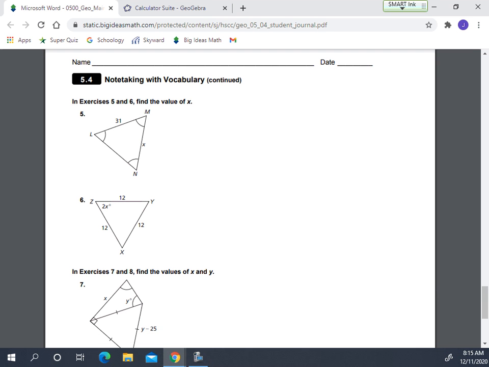Here's some good extra practice for you. These are great problems. They made me think, which is always good. In exercises 5 and 6, find the value of x.